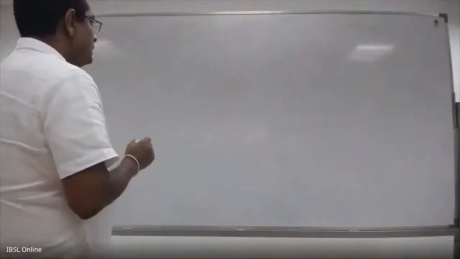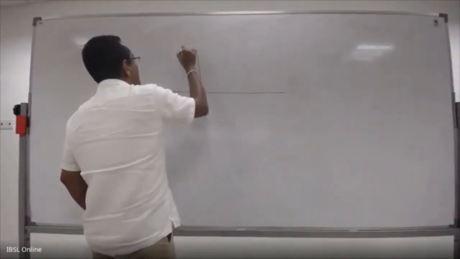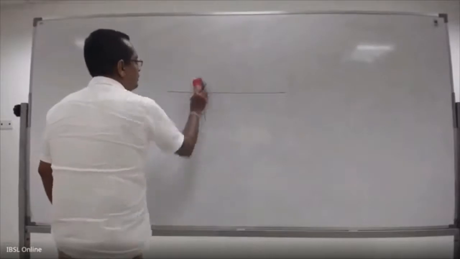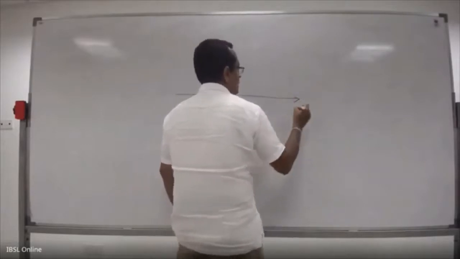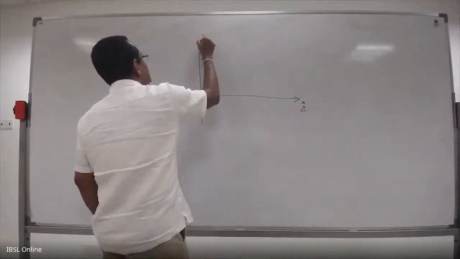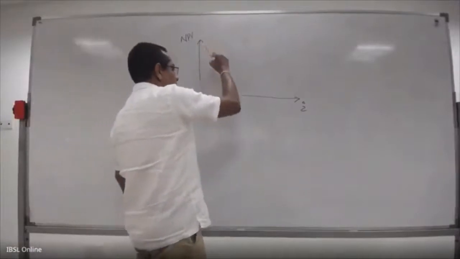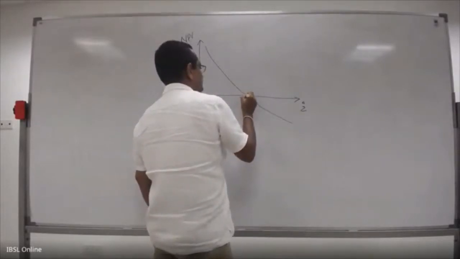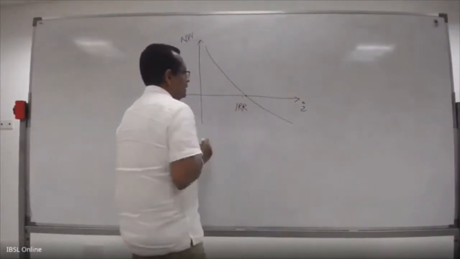Right? Net present value and interest. If we draw a graph on this, y-axis, this is I, this is NPV. This point is called IRR.